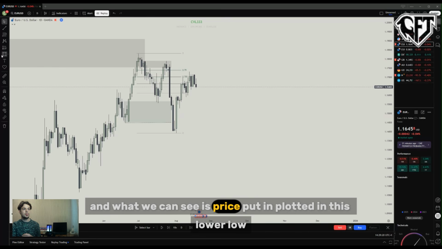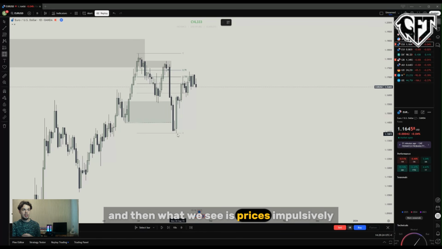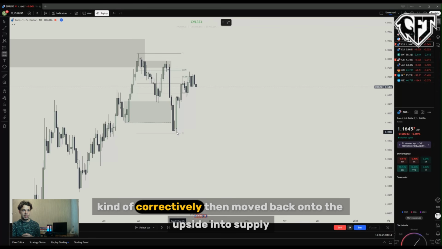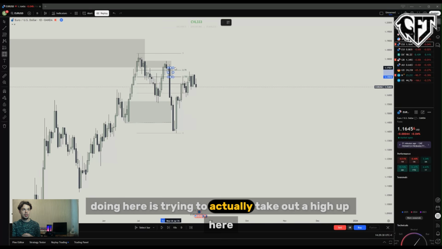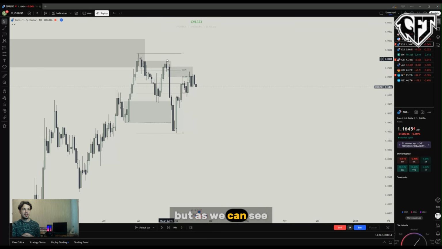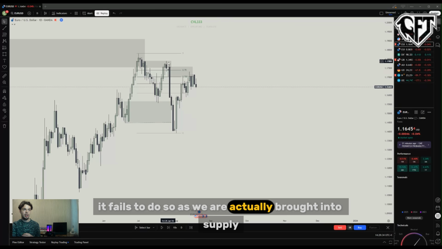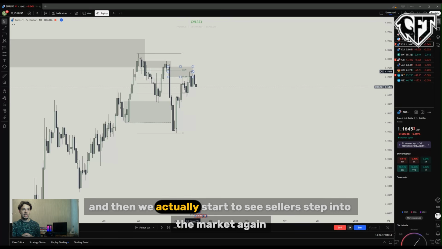And what we can see is price plotted a lower low, and then price has impulsively, kind of correctively, moved back onto the upside into supply. What price is basically doing here is trying to take out a high up here, but as we can see, it fails to do so, as we are brought into supply, and then we start to see sellers step into the market again.